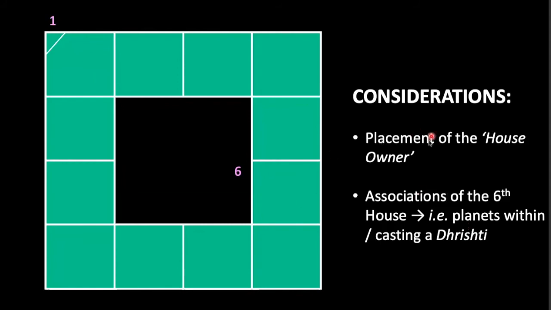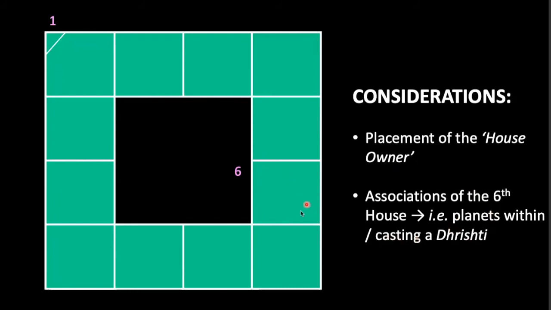Considerations. As mentioned, you have to know where the house owner is placed. The sixth house owner, as mentioned, is Simha, and the owner is the sun. Where is the sun? I'll give some examples, and that would give you a context for understanding the sixth house definitions. Association of the sixth house means planets within it and casting a drishti.